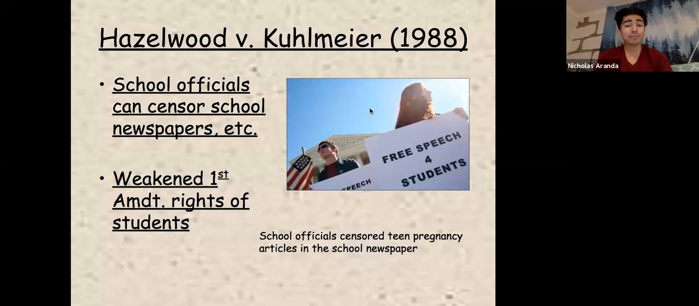This was a big reversal of the 1962 case that allowed individuals to wear black wristbands on their arm and established protections for students.